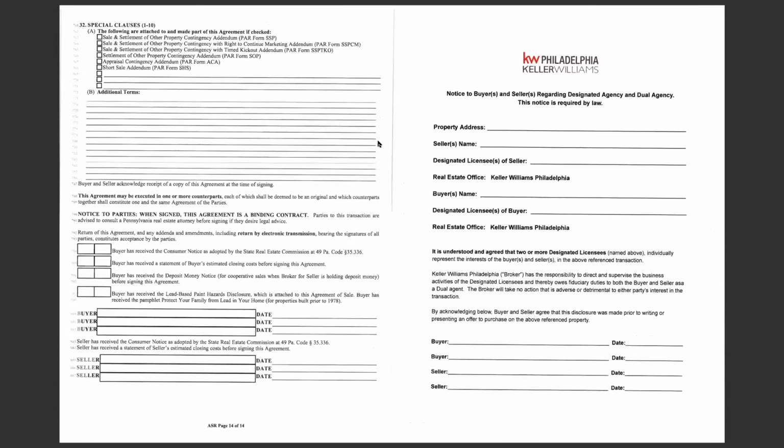And we're going to go to our next form, which is notice to the buyers and sellers regarding designated agency and disclosed dual agency. This is an additional form that Keller Williams Philadelphia has compiled to give you another layer of protection, identifying especially a dual agent situation, to remind and inform again the parties in the transaction, buyer and seller, that the agent is working as a dual agent. They are walking the line, representing both sides.